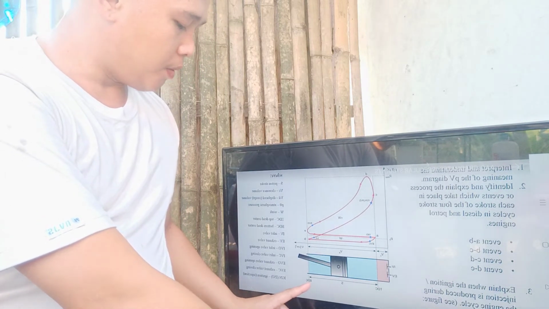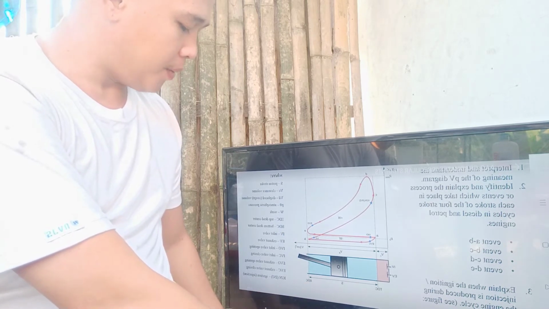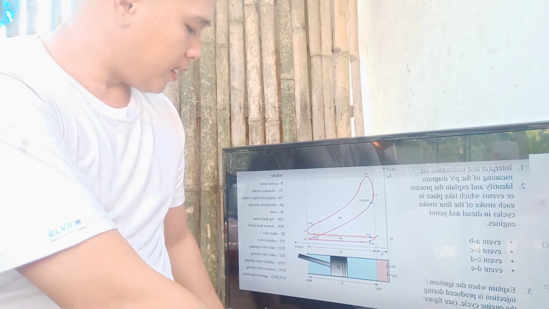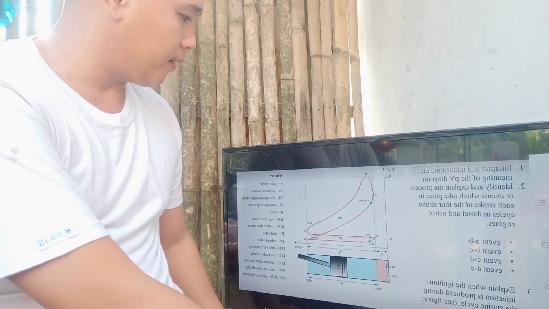The pressure is below atmospheric pressure during the whole stroke because the piston movement is creating volume and the air is drawn inside the cylinder due to a vacuum effect.